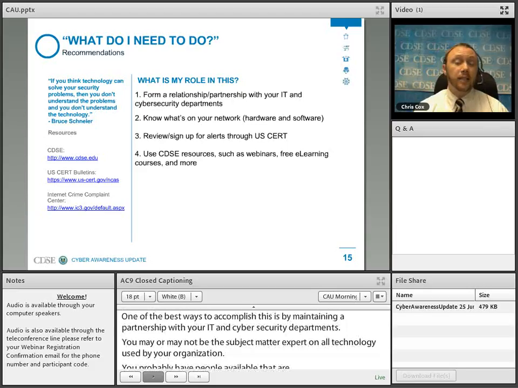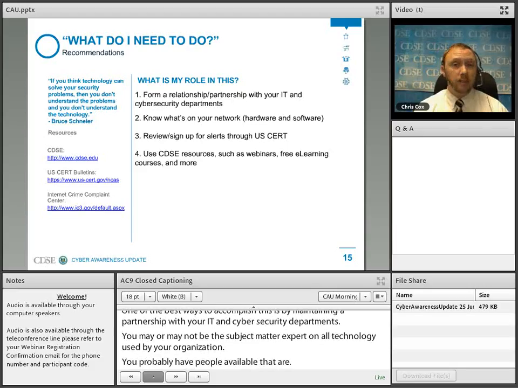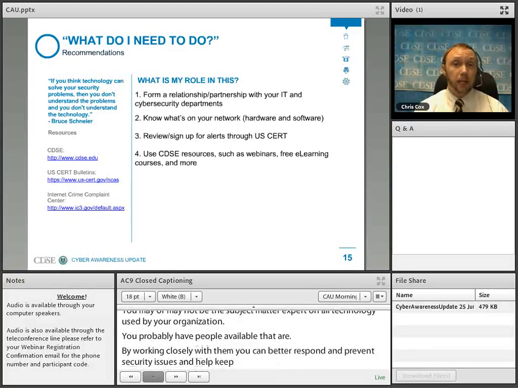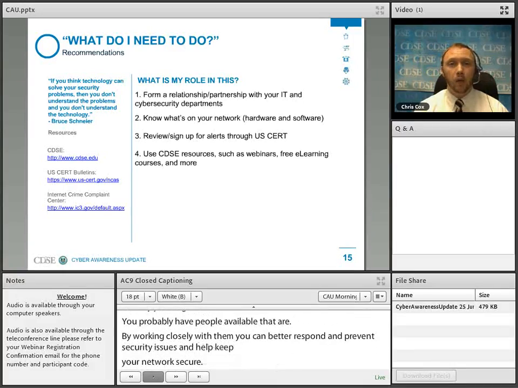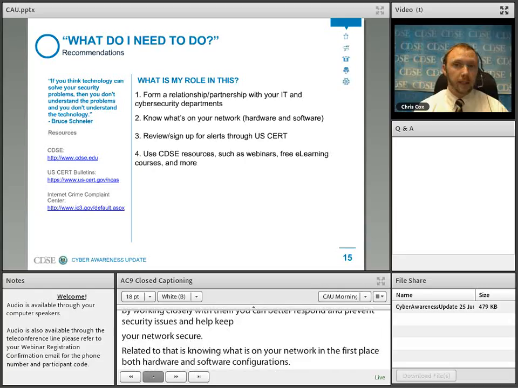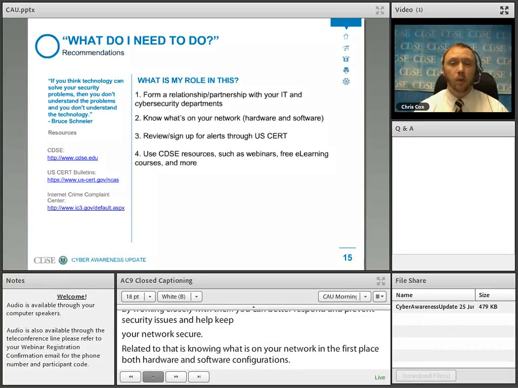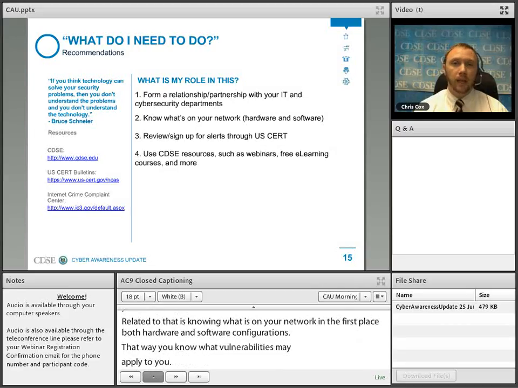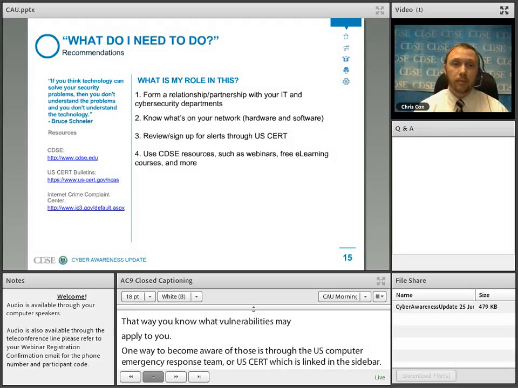And related to that is knowing what's on your network in the first place, both hardware and software configurations. That way you know what vulnerabilities may apply to you. One way to become aware of those vulnerabilities is through the U.S. Computer Emergency Response Team, or U.S. CERT, which is linked in the sidebar. And finally, use the CDSE resources to keep up to date on emerging vulnerabilities and cybersecurity concepts.